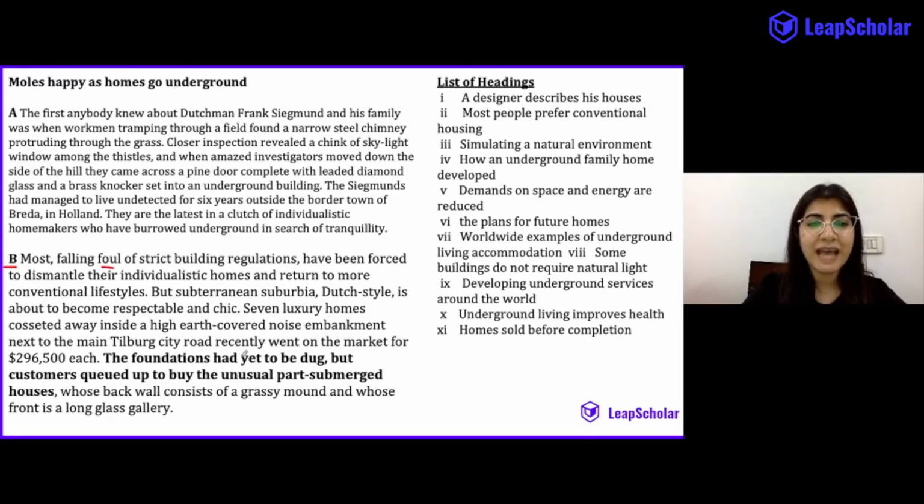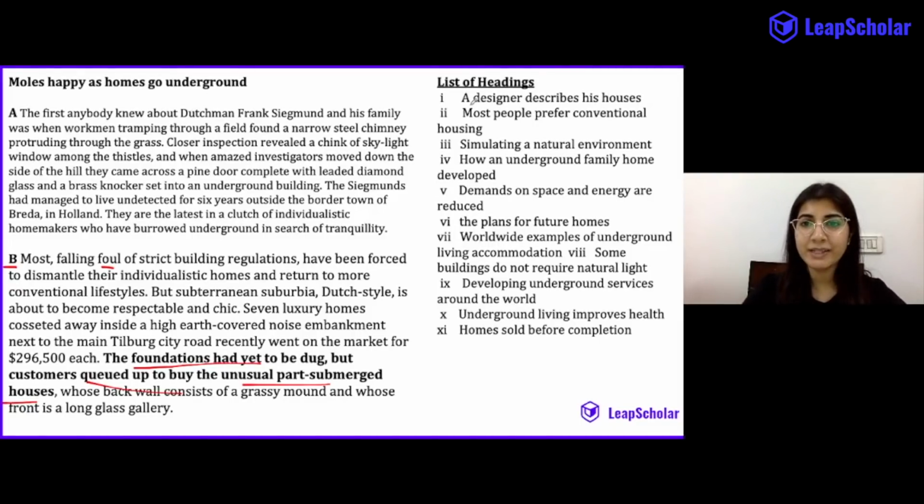The foundations had yet to be dug, but customers queued up to buy the unusual part-submerged houses, whose back wall consists of a grassy mound. Alright, so this paragraph talks about buildings whose foundations are yet to be dug. So the construction has still not even begun, and customers have started buying the unusual part-submerged houses. So although the construction hasn't begun, the customers have started buying the houses.